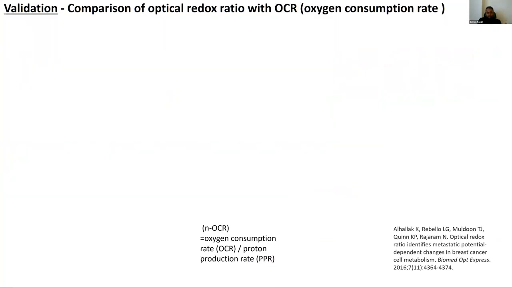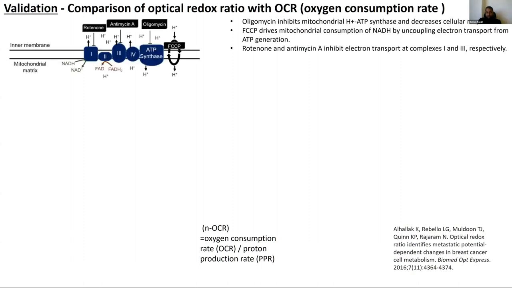Now, another validation is with optical oxygen consumption rate, which is the Seahorse assay. So the idea here is, you have your cell membrane, mitochondrial inner and outer membrane, and you can actually block different parts of this metabolic cycle. You can add oligomycin, which inhibits the mitochondrial ATP synthase.